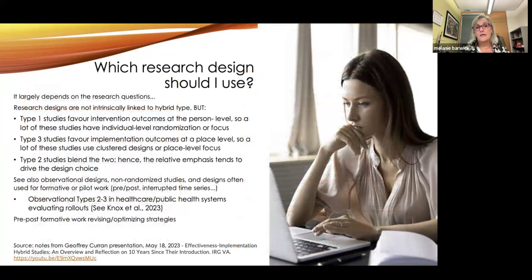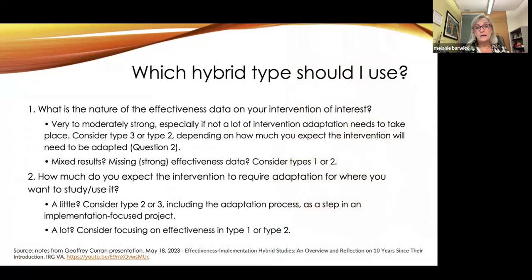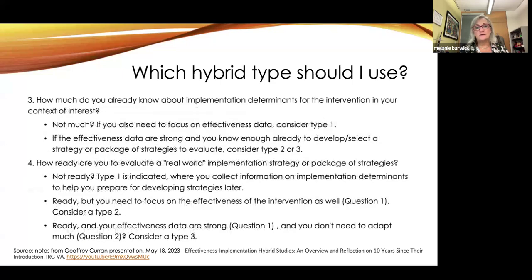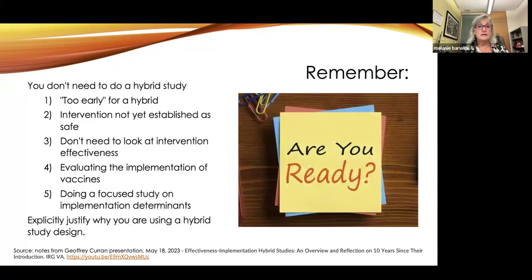When you think about which research design you should use, there's sort of a bit of information here to help you pick through. And we don't have time to go through it in detail, but as you know, you will have the slides and you can read through this. Much of this is courtesy from Jeff Curran himself. How much evidence is behind the intervention will help you largely decide which one you should do. How much do you already know about implementation and how implementable it is? Are you ready to evaluate in a real world strategy or not yet?